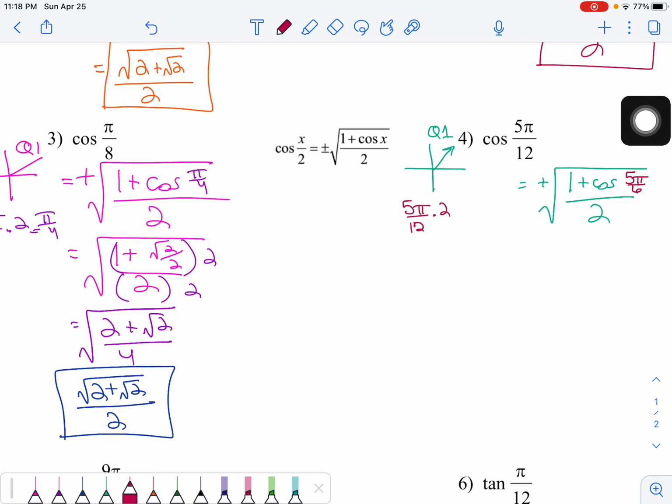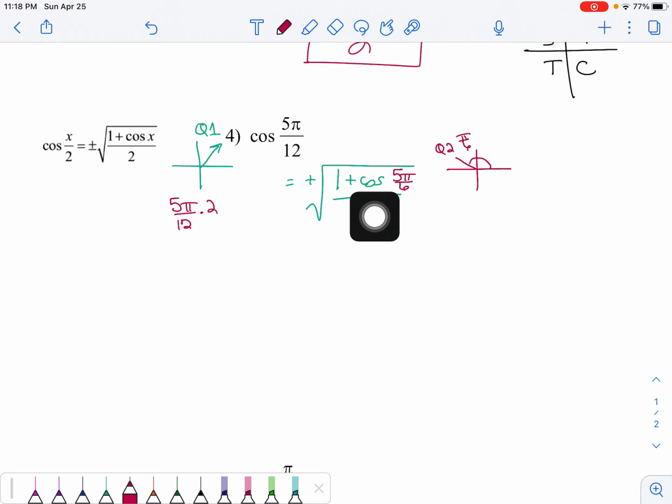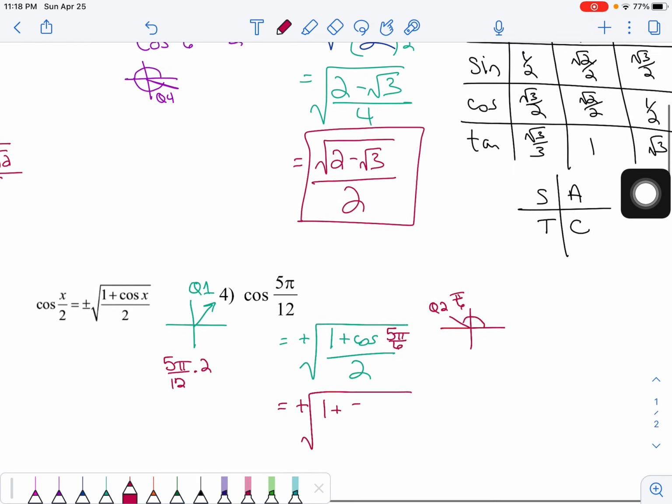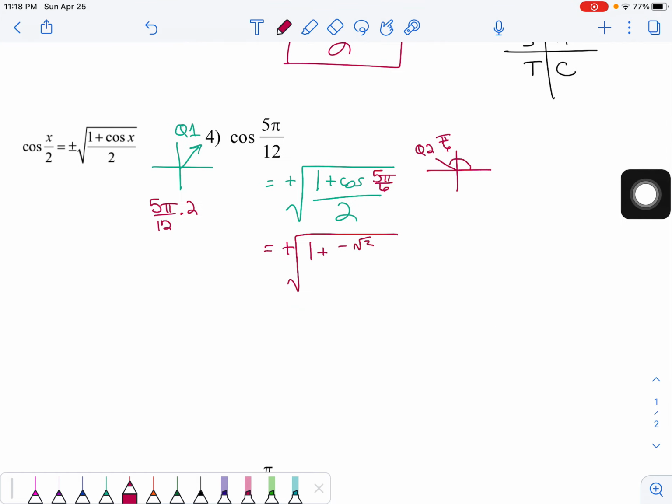So 5 pi over 6 is in, and I'm going to go ahead and slide over here. If I were to draw 5 pi over 6, it's almost all the way over here in quadrant 2. It has a reference angle of pi over 6. And that angle in quadrant 2, because we're talking about cosine, is a negative value. So the whole fraction's positive, but inside we've got 1 plus negative whatever the cosine of pi over 6 is. So what is the cosine of pi over 6? Root 3 over 2. All right, so root 3 over 2, all over 2.